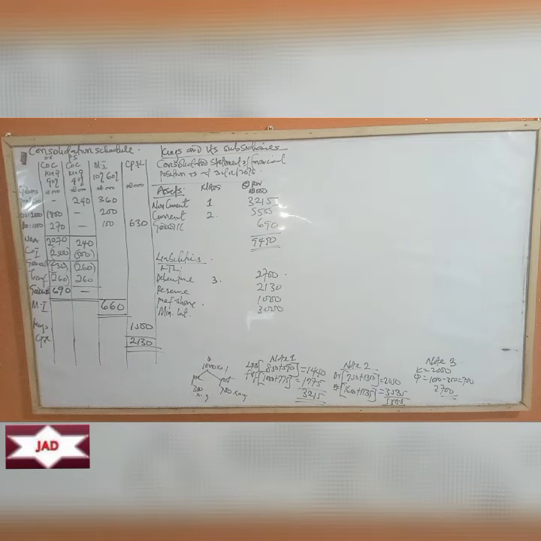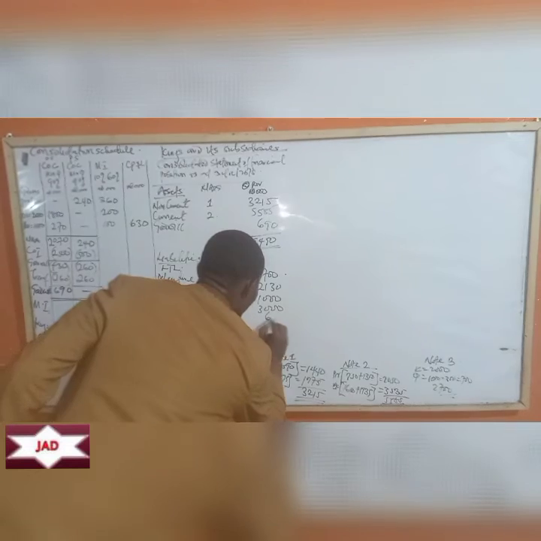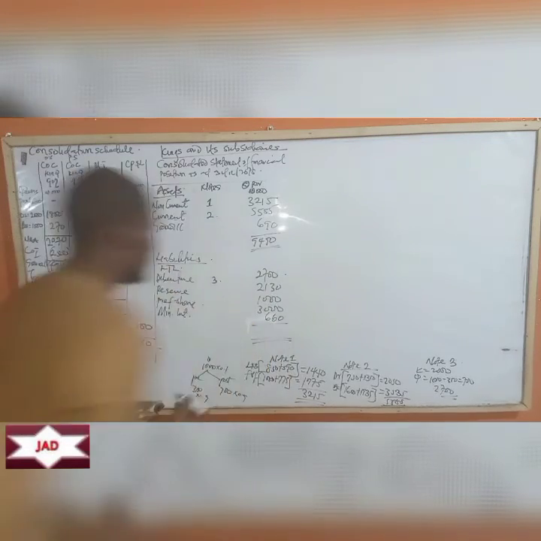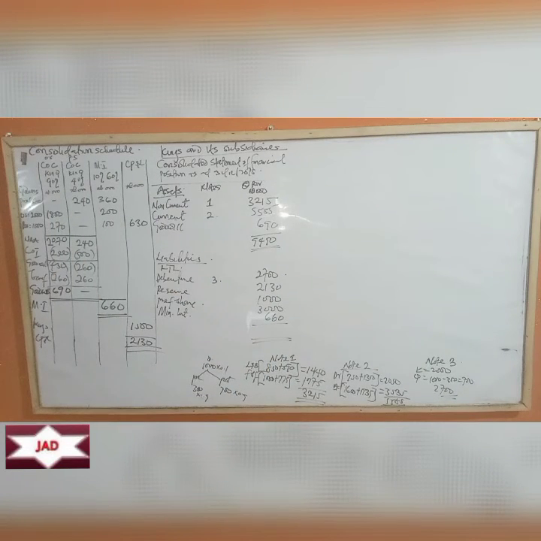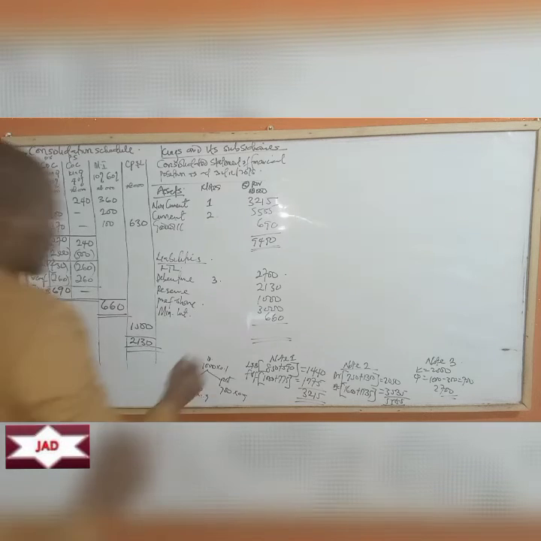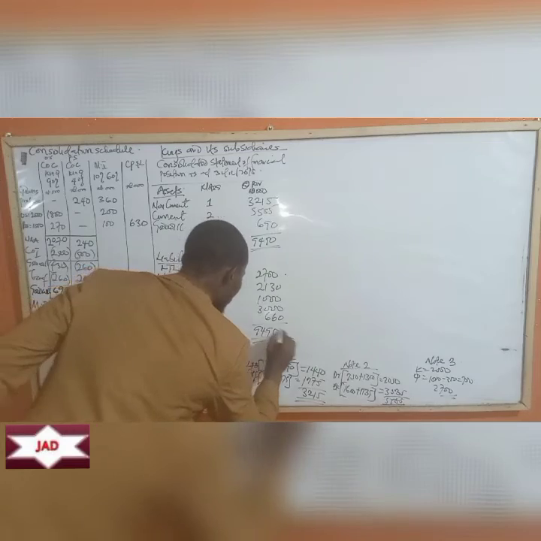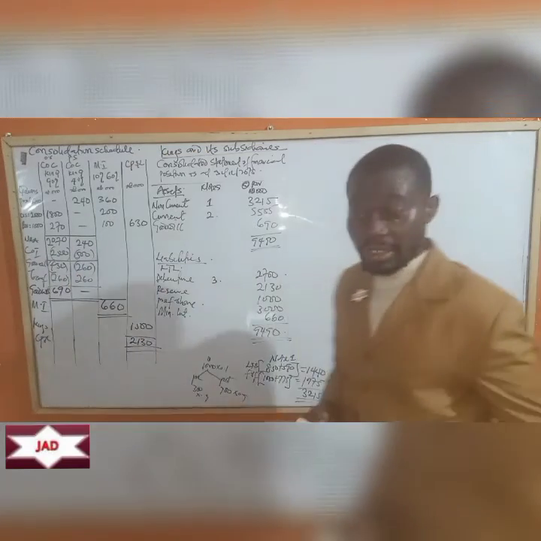Minority interest is 660. So let's add up. We have 2,700 + 2,130 + 1,000 + 3,000 + 660. We have 9,490. So this is for par.